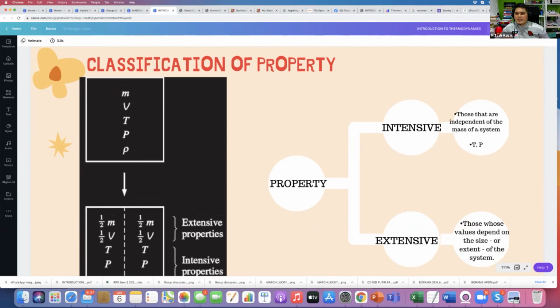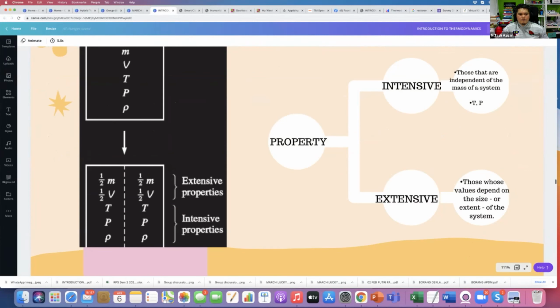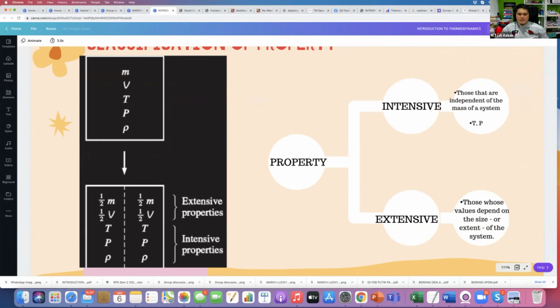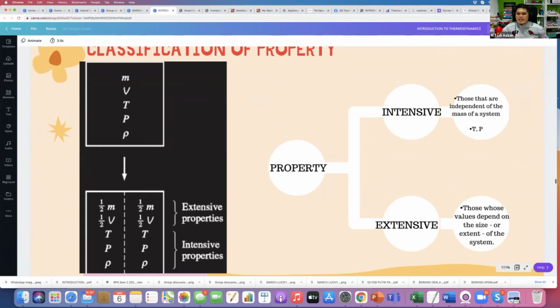So what is the difference between intensive and extensive? Intensive property is independent of the mass of a system, for example temperature and pressure. But extensive is something which is dependent on the mass or the size of the system. Imagine you have a cylinder that contains a specific mass and a specific volume, at a certain temperature and pressure, as well as density. Now you slice this box into half. The temperature, the pressure, and the density do not change when you change the size of it. So this is what we call intensive property.